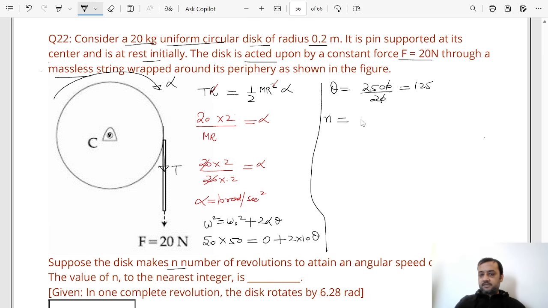So number of rotations you can write as total angle rotated upon 2 pi, because in one rotation 2 pi angle is rotated. Now 2 pi is 6.28. So this will become 125 upon 6.28. Now you can see 6 into 20 is 120, and 0.28 into 20 will be nearly how much? 5.6 maybe. So the closest is 20, we can say that. So the answer will be 20.